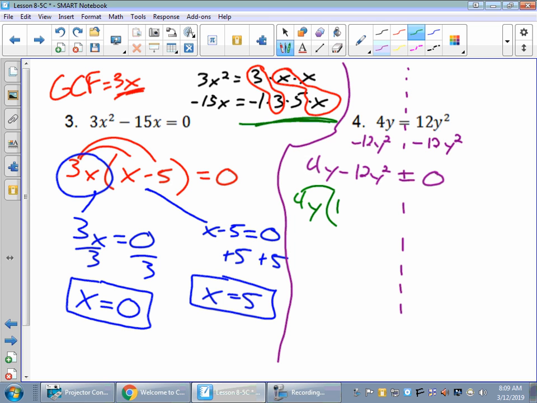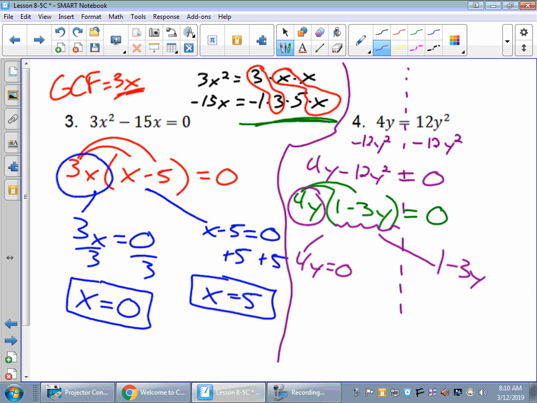And then I'm going to have what times 4y equals negative 12y squared? Well, I'd have to go negative 3 to get my 12. 4 times negative 3 is negative 12. And then I'm also going to have to have a y in there as well, because y times y would be y squared. Set that equal to 0. Now I can do both pieces again, set them equal to 0. So I'm going to take this 4y, go 4y equals 0. I'm going to take this 1 minus 3y, make that equal to 0, and now I'm going to solve.